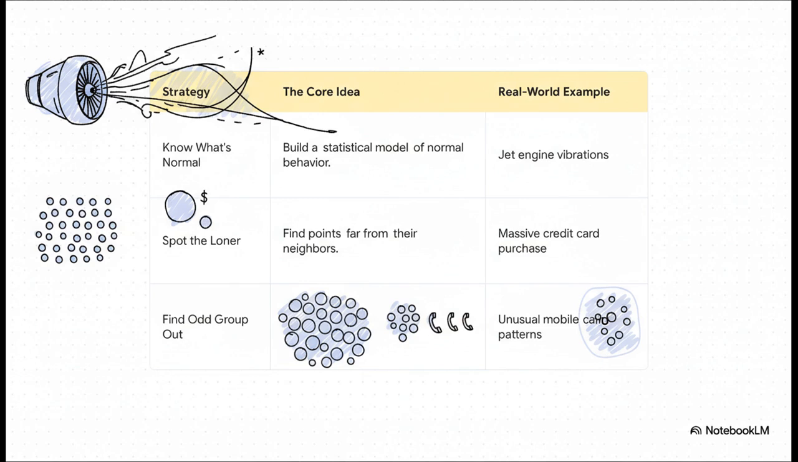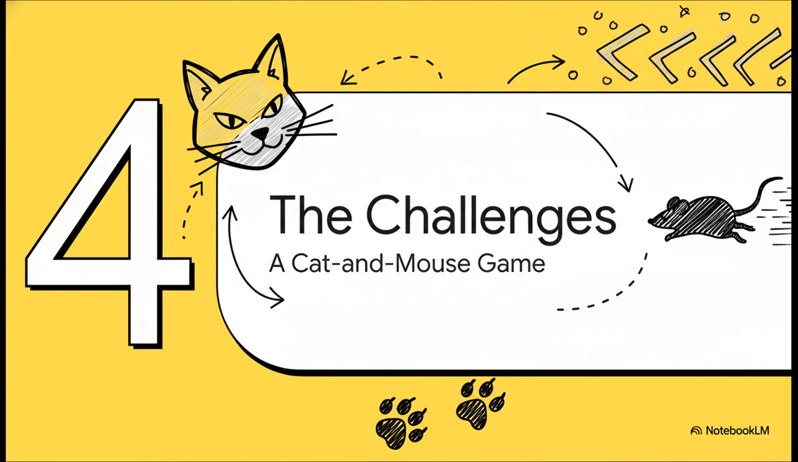This is about clustering data and realizing that those tiny, isolated little groups, well, they might just be a sign of coordinated trouble. But hunting for these signals is, well, it's not easy. Not by a long shot. In fact, it's a constant, evolving cat and mouse game, especially when you're up against intelligent adversaries who are actively trying to hide their tracks.